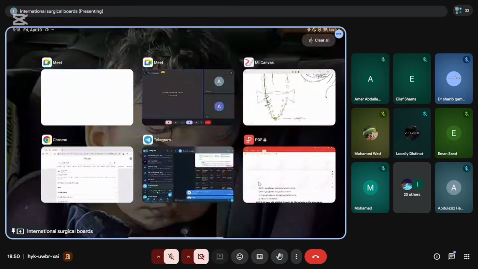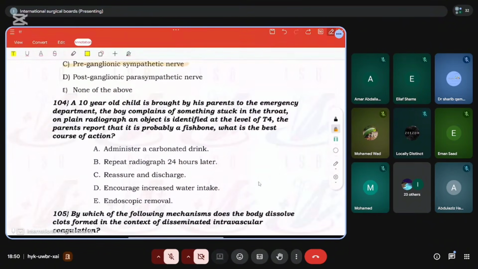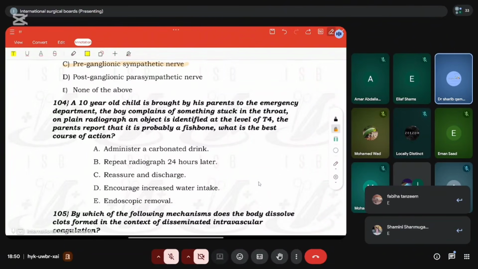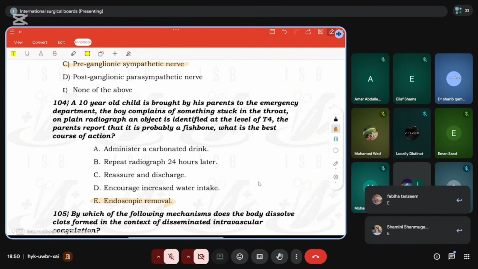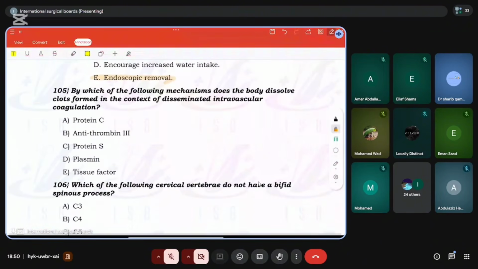Let's go back. So it is an easy question now, right? Preganglionic, sympathetic. Let's see the next one. A 10-year-old child is brought by his parent to the ED, and the boy complains of something stuck in the throat. On plain radiograph, an object is identified at the level of T4, and the parent reports it's probably a fishbone. What is the best course of action? I think that's E, endoscopic removal. It's T4. This sharp object could cause perforation, so we need it removed. Okay, let's see the next one.